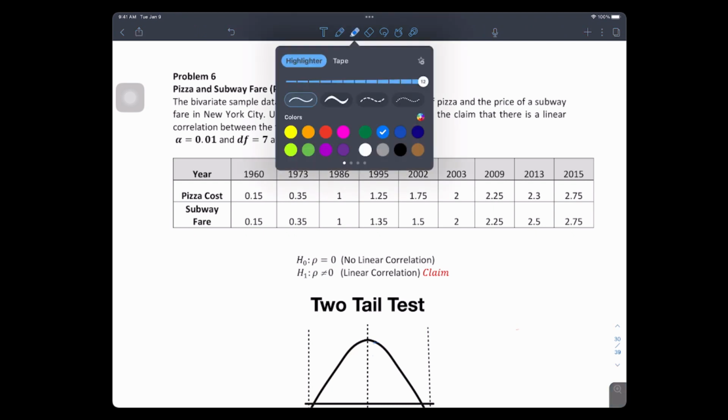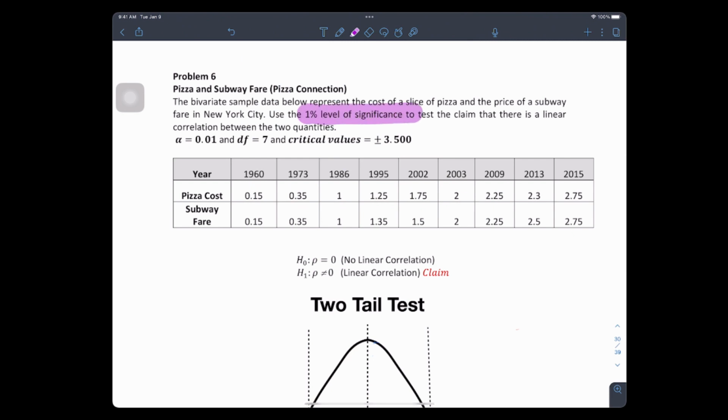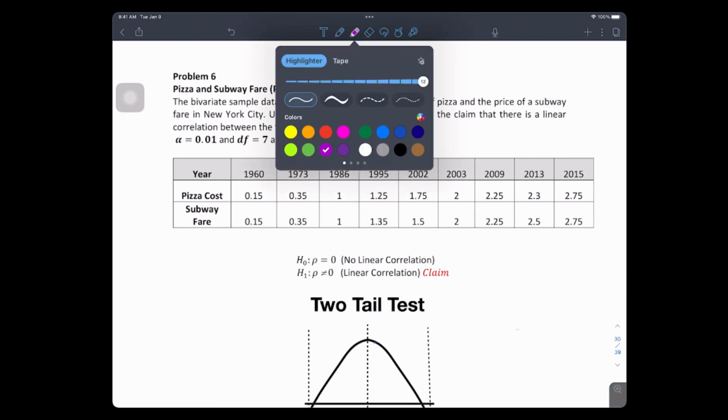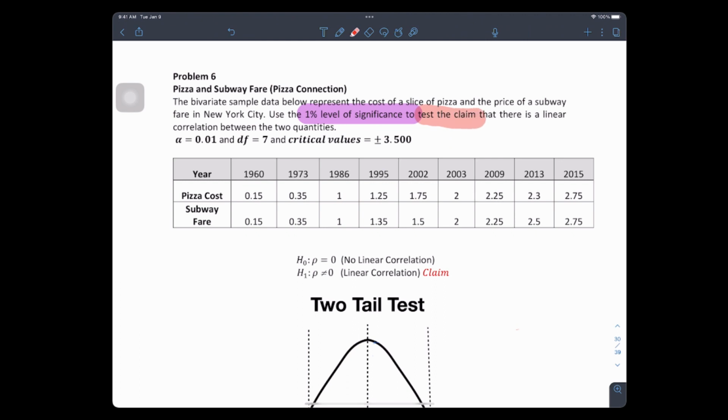They're going to want you to use the 1% level of significance to test the claim that there is a linear correlation between the two quantities. Do you guys know that people have looked at this, believe it or not? You think it's silly, but you go, wait a minute. The cost of a pizza slice and the Subway fare, there's a linear correlation? Oh, let's take a look.